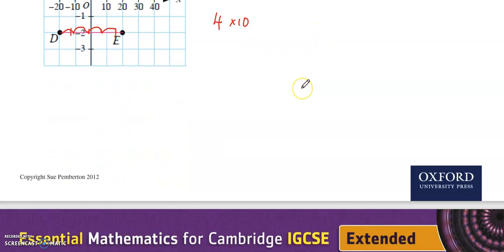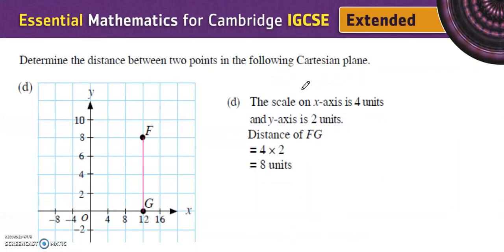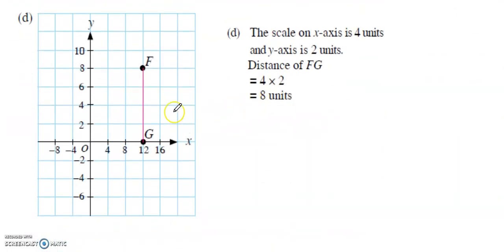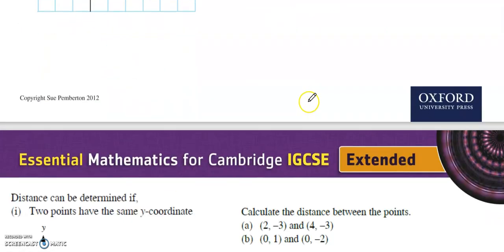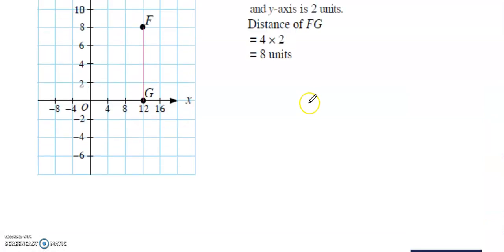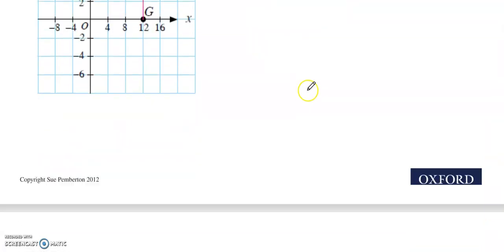Okay. Now, the next one is this one. The same thing, it is about vertical distance. So now we have 1, 2, 3, 4 boxes, and then we go to the scale. One box represents 2 units. So 4 times 2 equals 8 units.